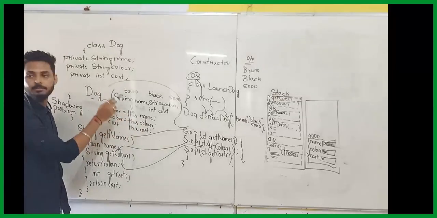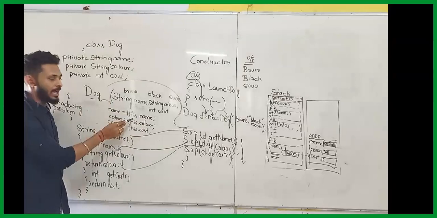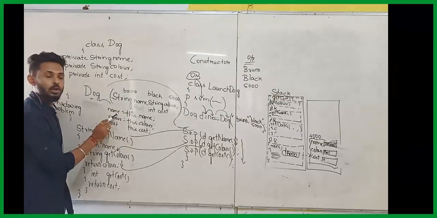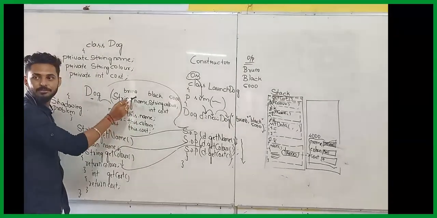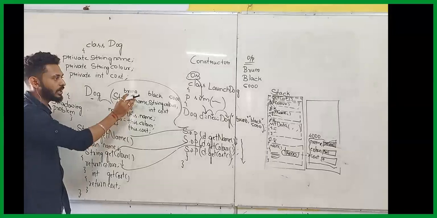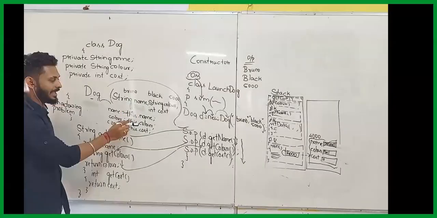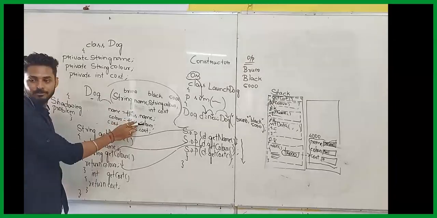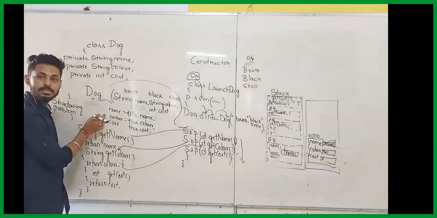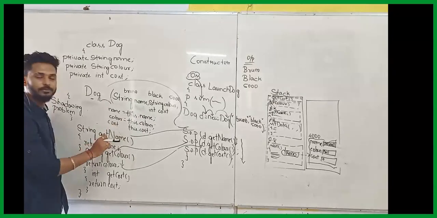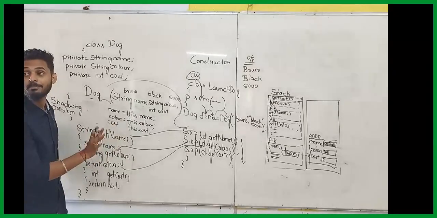In instance variable name, what is there? Null. I am taking that and storing it in the local variable name. Initially it was Bruno, now I am changing it to null. Next, on the color side, this.color, I'm changing it, assume. Then what will happen? What output will I get? I'm not asking for the output. What will happen?